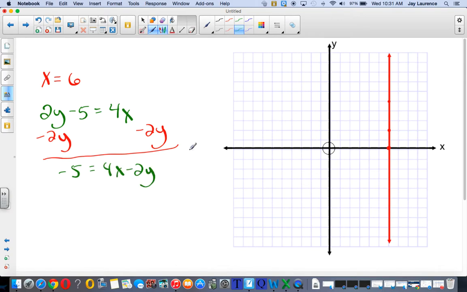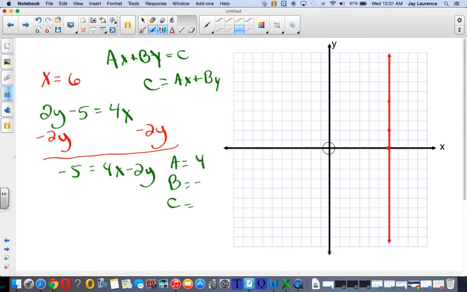Am I in standard form? Yes, I am. We're used to seeing it as ax plus by equals c, and it's written as c equals ax plus by. But those are the same equation. So a, b, c. Easy as 4, negative 2, negative 5. Okay, I don't like any of these points. Yuck. Already tested them. I think I'll go with the y-intercept.